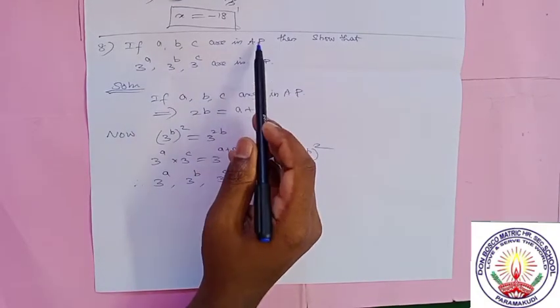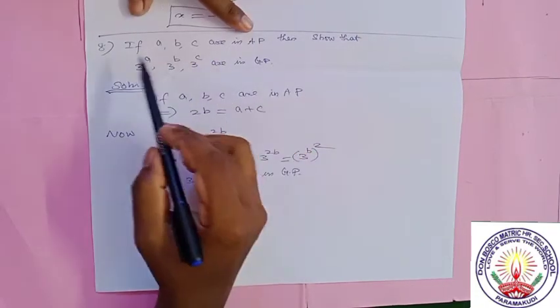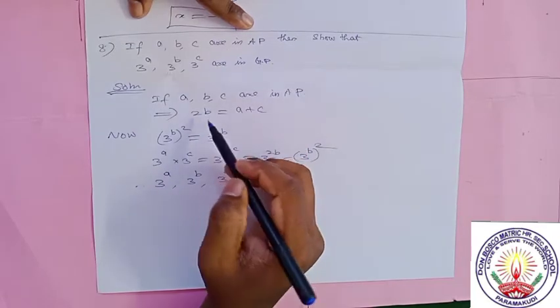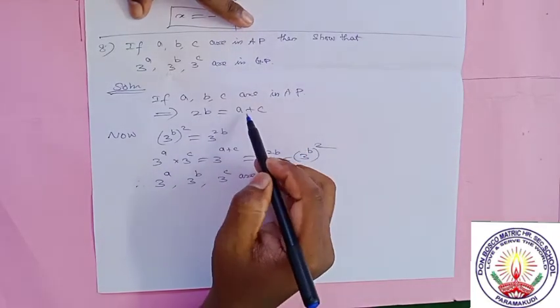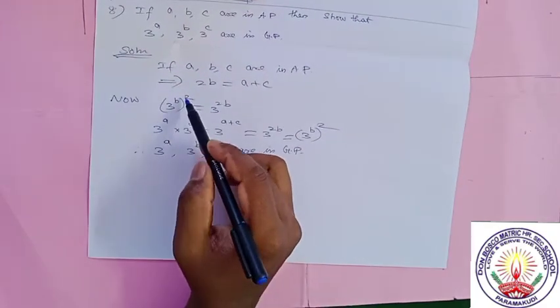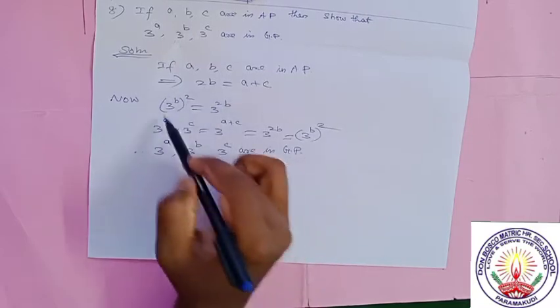Very simple one. So what is given? If A, B, C are in AP, then show that 3 power A, 3 power B, 3 power C are in geometric progression. If A, B, C are in AP, then we already know 2 into second term is equal to first term plus third term. Now the square of the second term is 3 power B the whole square, which is equal to 3 power 2B.